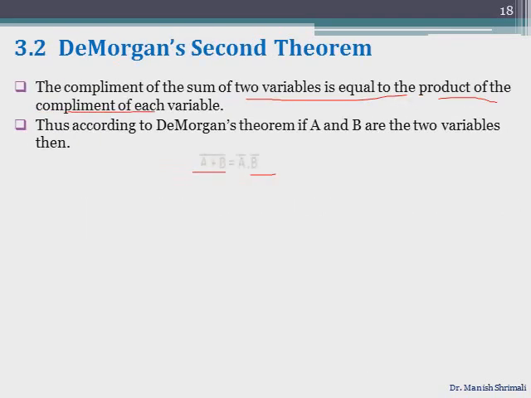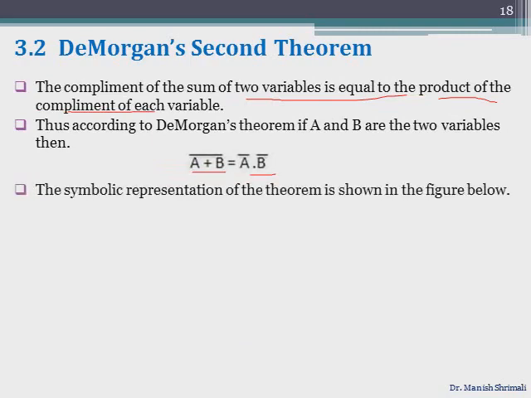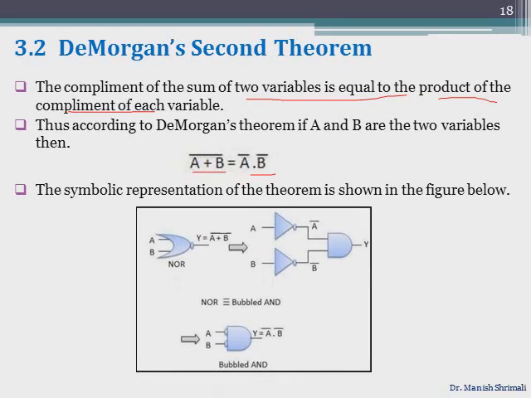Next, now the second theorem. The second theorem says, again, if you look at this expression, the complement of the sum is equal to the product of complements. This is the product of complement. So the complement of the sum of two variables is equal to the product of, this is important, the product of the complement of each variable.